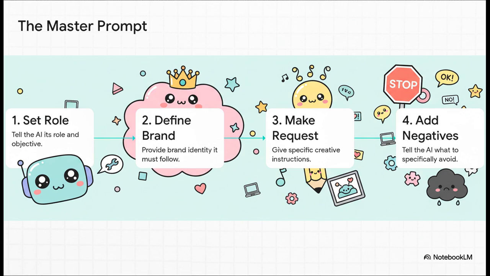There's a really simple 4-part structure. First, you tell the AI its job, its role. Second, you define the brand identity it needs to stick to. Third, you make your specific creative request. And fourth, you tell it what not to do, the negative prompts. It's a clear formula for getting exactly what you want.